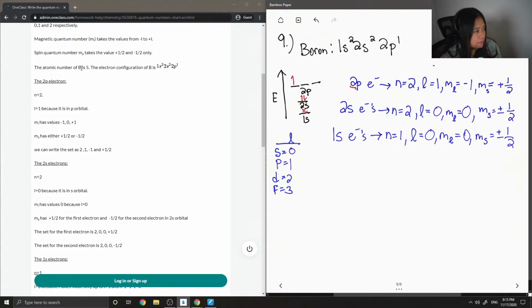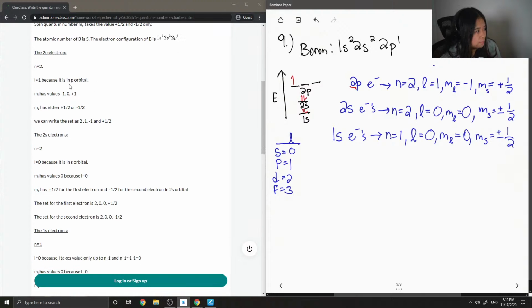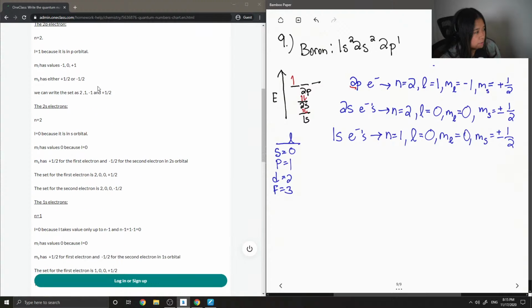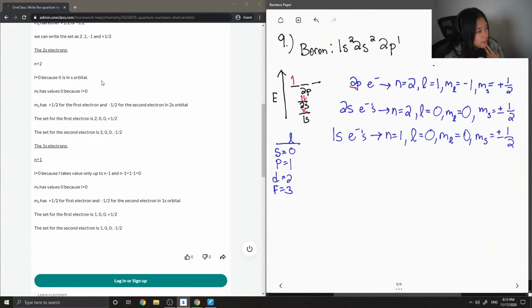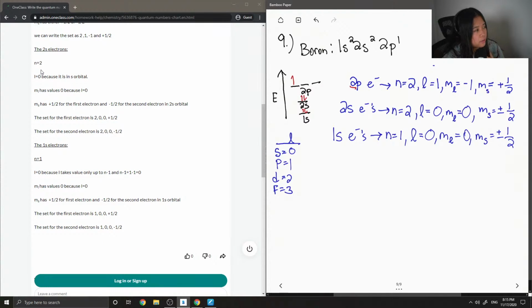Atomic number of boron is 5. Electron configuration is 1s2, 2s2, 2p1. Okay, so they got n equals 2, l equals 1 because it's in the p orbital. ml has values -1, 0, and +1. But since there's only the 1 electron, they said that its value is only equal to -1 as well. And same with the spin. 2s electrons, n equals 2, l equals 0. ml has value 0. ms +½ for the first electron, -½ for the second.